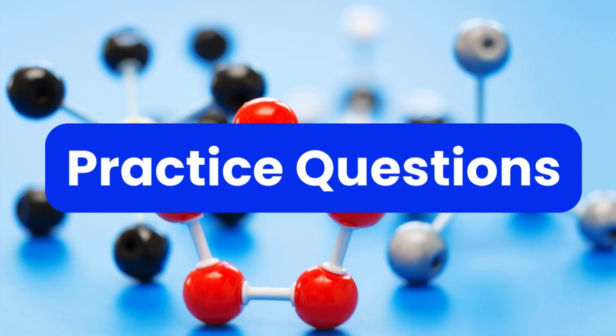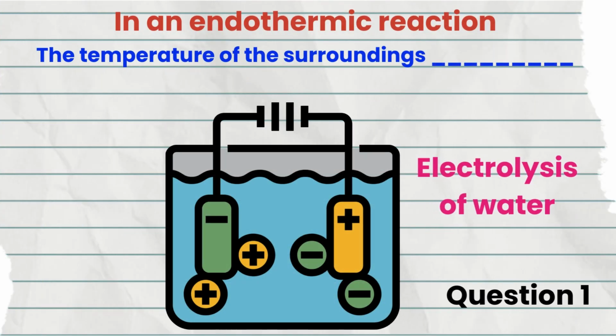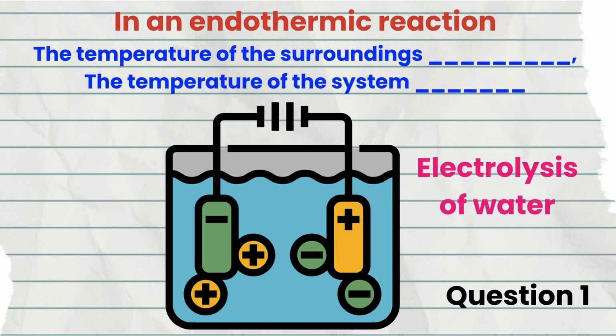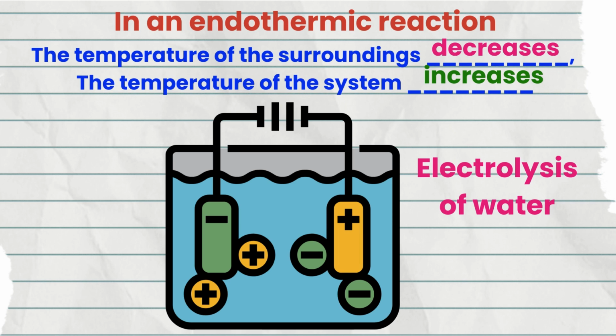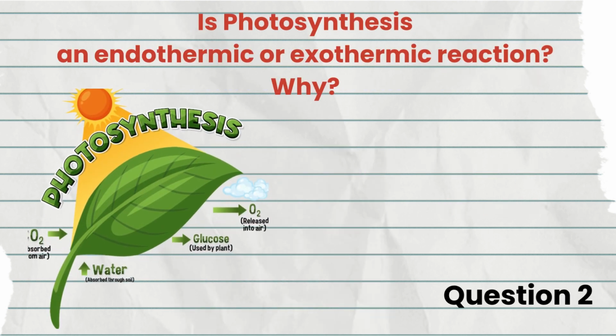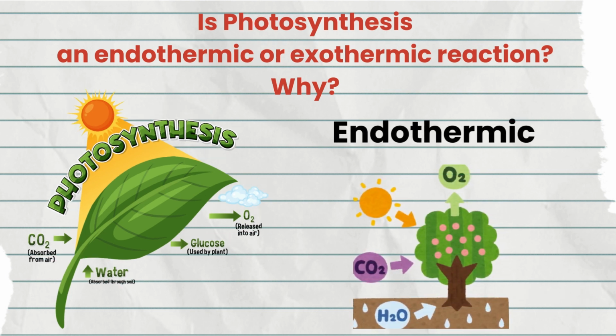Practice questions. 1. In an endothermic reaction, the temperature of the surroundings, blank, while the temperature of the system, blank. In an endothermic reaction, the temperature of the surroundings decreases as heat energy is absorbed from the surroundings by the system. Conversely, the temperature of the system increases as it absorbs energy from the surroundings. 2. Is photosynthesis an endothermic or exothermic reaction? Why? It is an endothermic reaction because it involves a conversion of carbon dioxide and water into glucose and oxygen using energy from the sunlight.